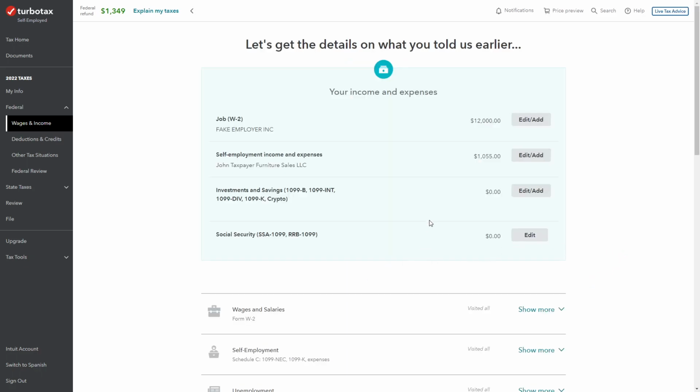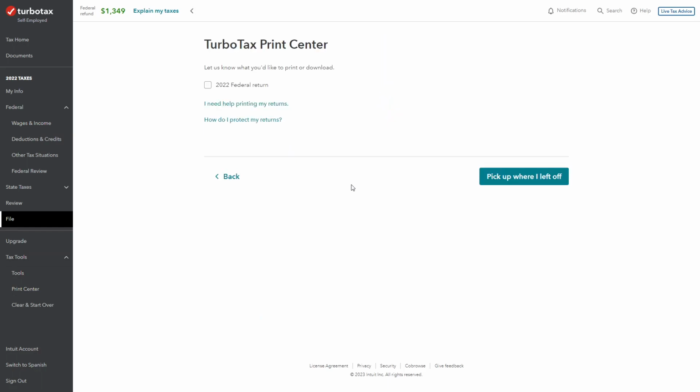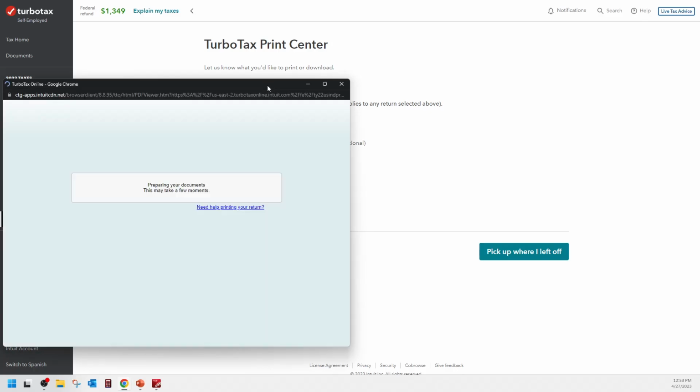All right, so now that that's all done, let's have a look at the return itself. Let's do a print preview here. We'll look at the schedules and have a look at, okay, we'll do all the worksheets, get everything.